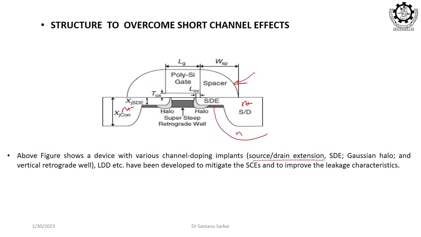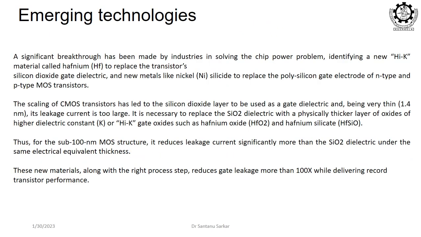Now, sometimes this thin oxide layer can create a breakdown. So we can use a high dielectric constant material so that the oxide thickness is more. The silicon dioxide gate dielectric has a smaller thickness, right. So nowadays we have high K dielectric material like hafnium to replace this silicon dioxide.